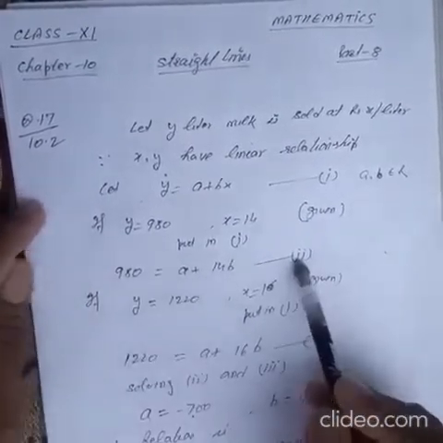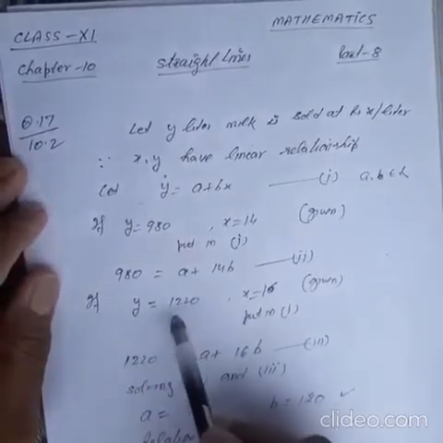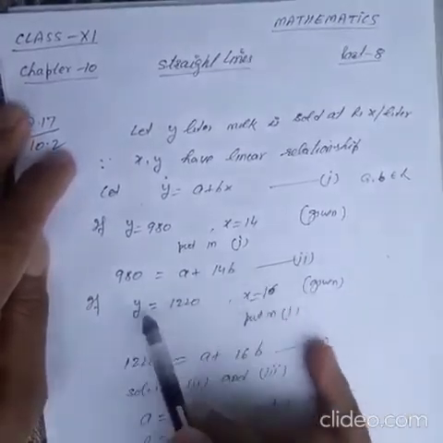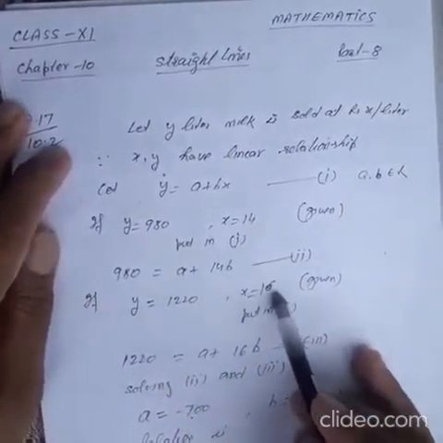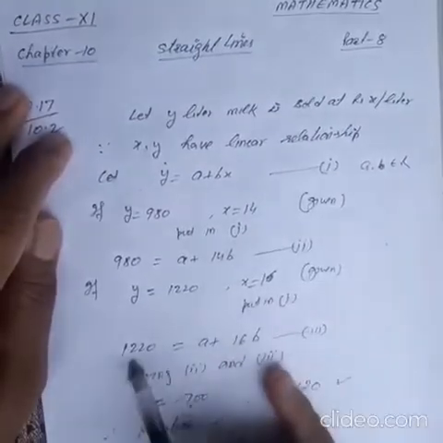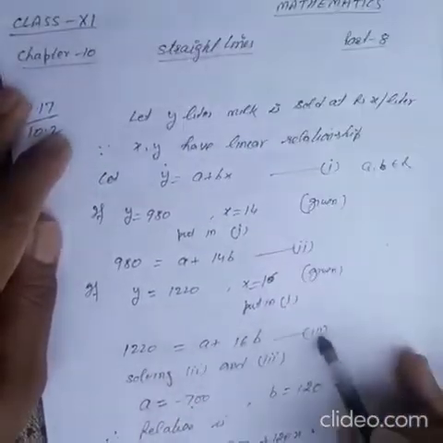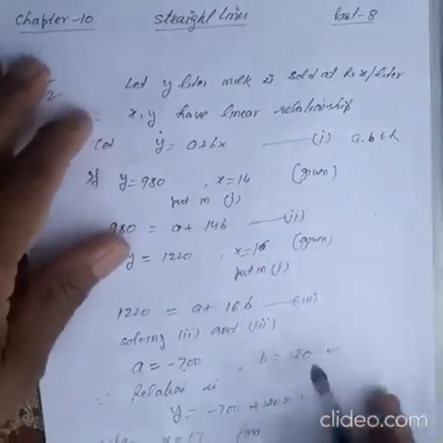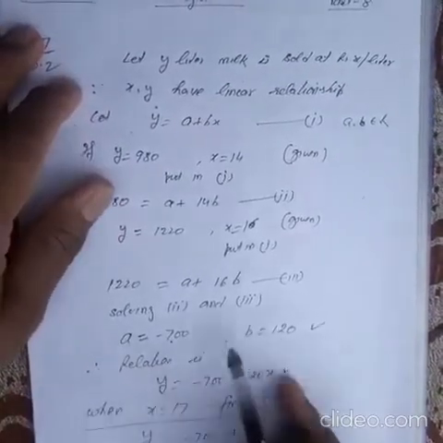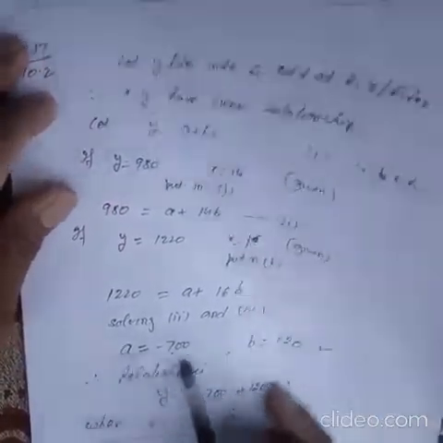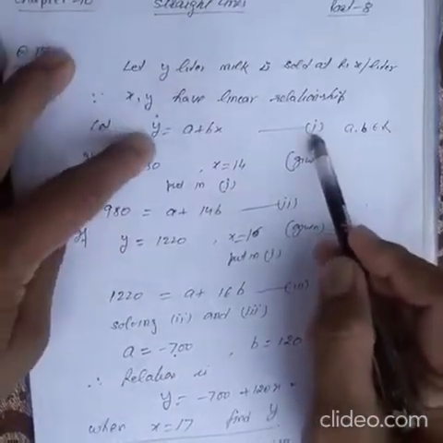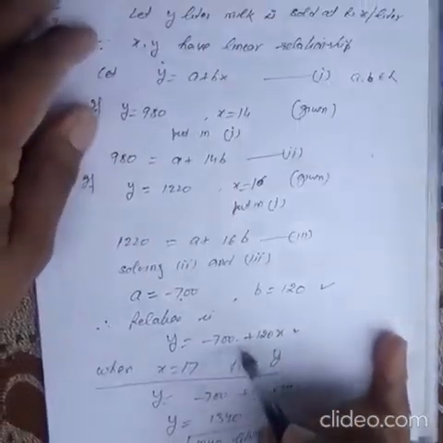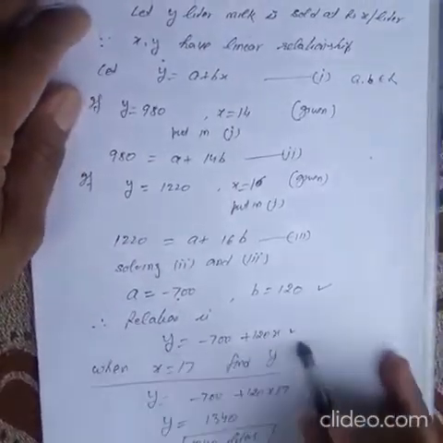Let it be second. Now similarly we are given 1220 liters of milk is sold when the rate is 16 per liter. So it means Y is 1220 and X is 16. You put it in this first equation, we will get another equation. Let it be number 3. Now solve second and third to find the values of A and B. So we'll have the value of A as minus 700 and B is 120. Now put these values in the first equation to get the required relation. So Y is equal to minus 700 plus 120 into X is the required relation in Y and X.